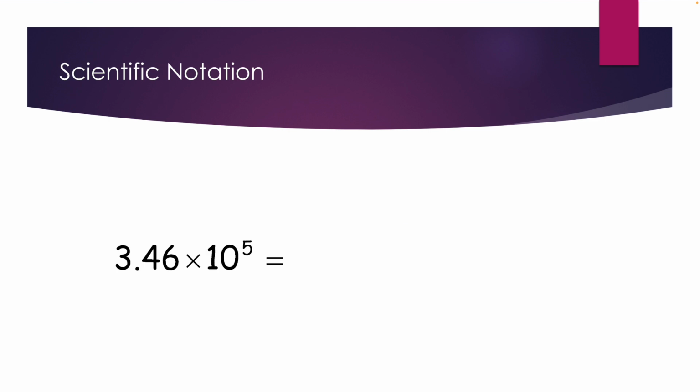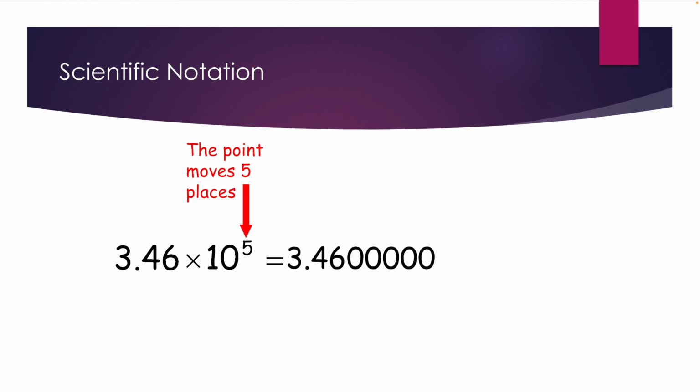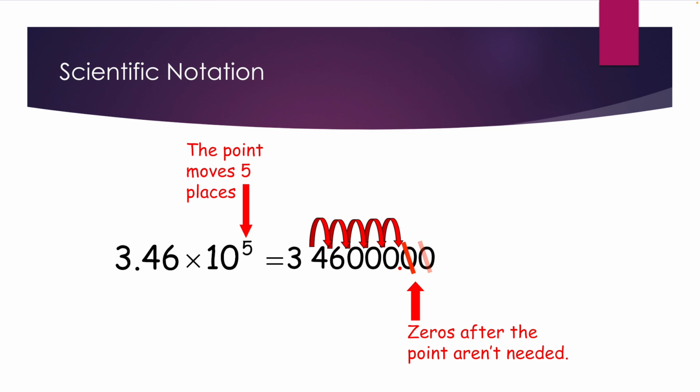Okay, so again, let's try for this one. I'm going to write my number, add a bunch of zeros. In this case, I'm going to move it 5 places. So 1, 2, 3, 4, 5. And then cancel out any extra zeros that I wrote, and I get 346,000.